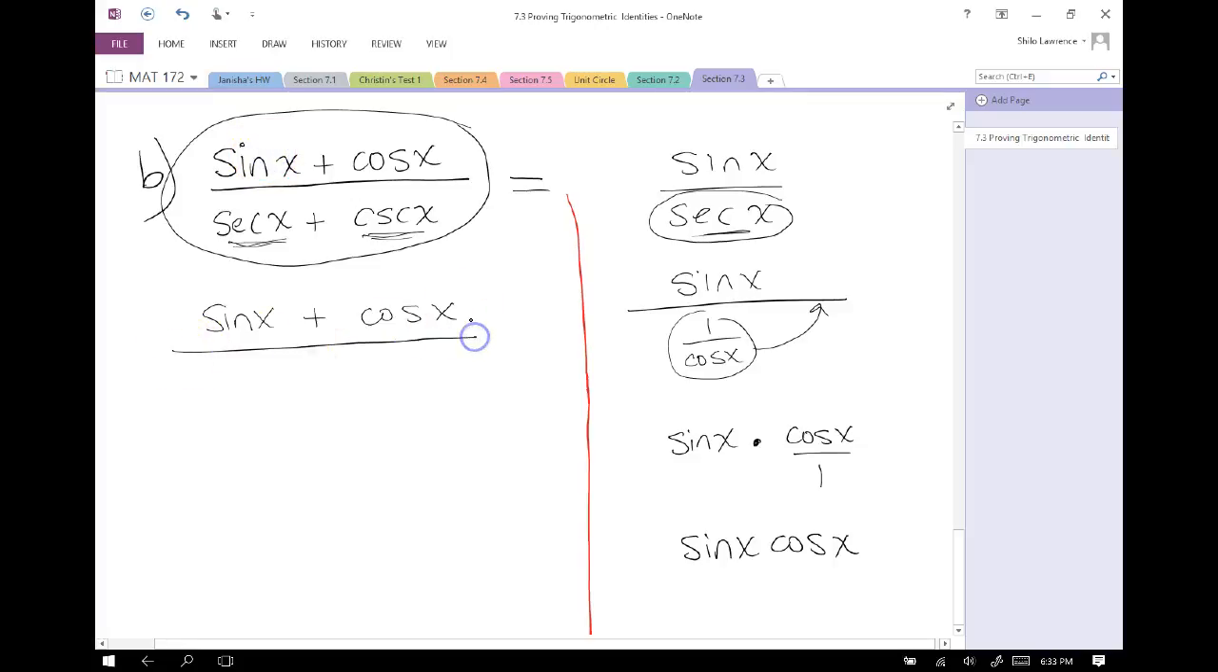Another reason I'm doing this is because this problem contains 4 different trig functions. Anytime you're working with lots of different trig functions, you can always convert everything back to sines and cosines. So if you're ever unsure what to do and you've got lots of different trig functions, just change everything back to sines and cosines and just work with sines and cosines. Secant, cosecant, tangent, cotangent, they can all be written in terms of sine and cosine. So secant is 1 over cosine, and cosecant is 1 over sine.